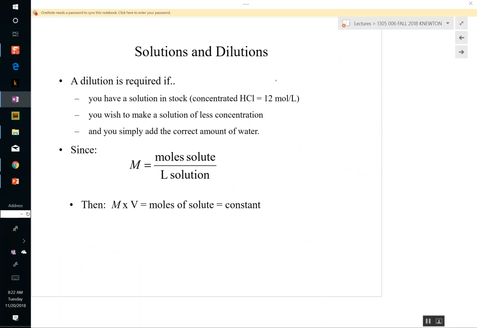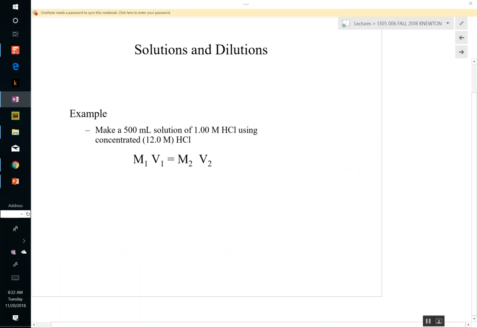Here's the situation where you have 12 molar hydrochloric acid. And this is kind of the assignment. You're working in the lab, and someone requests this solution. They want 500 milliliters of a 1.0 molar HCl solution.